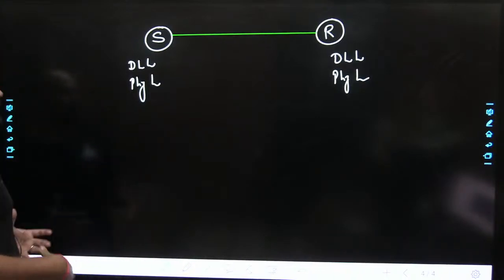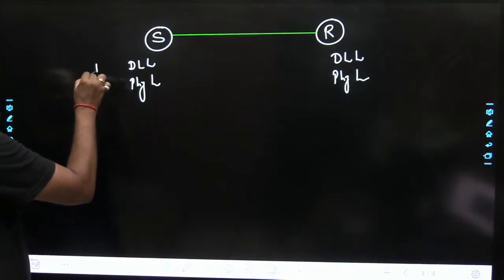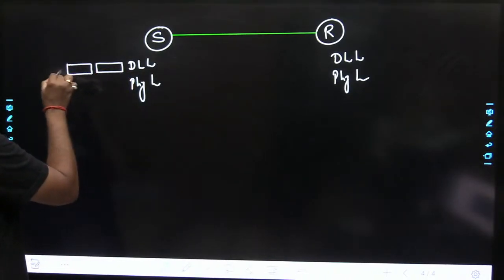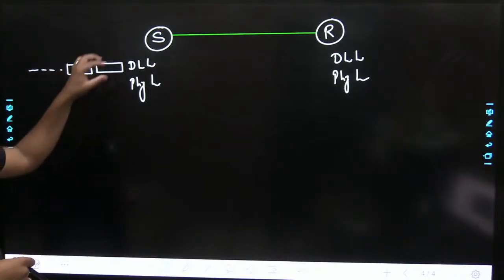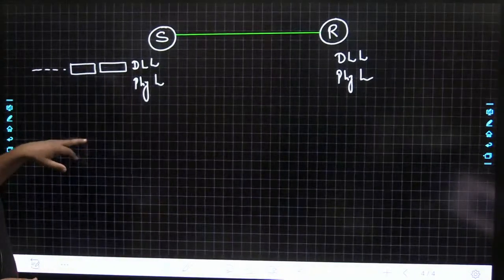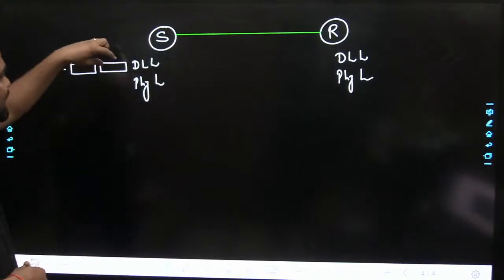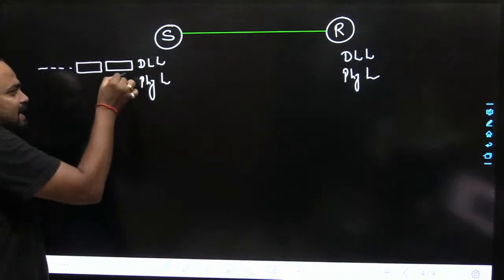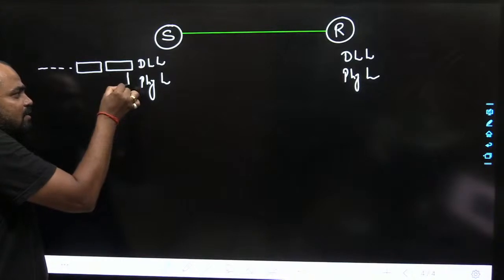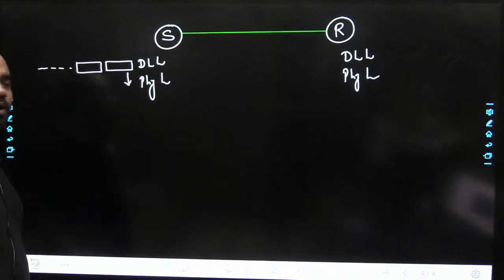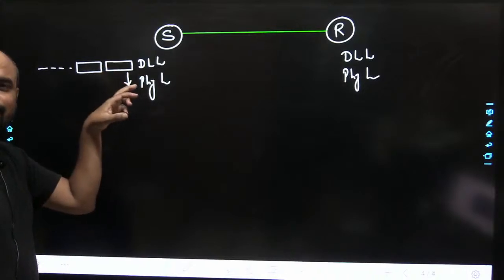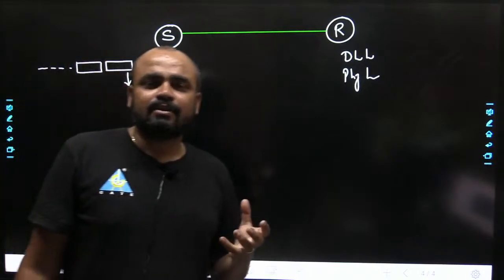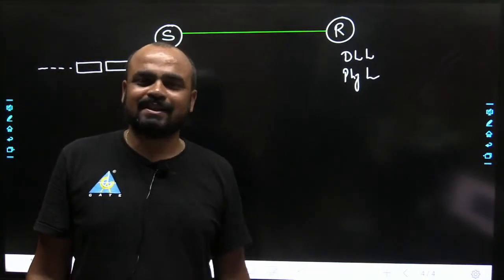See, the creation of frames is basically done at the data link layer, yes or no? The frames are basically created where? At the data link layer. So suppose at the data link layer we have created the frames. Just try to imagine a situation. At the data link layer we have just created these frames. So what will happen? From the data link layer these frames will come to the physical layer, yes or no? All these frames will come to the physical layer. So whenever you are creating a frame, what is the frame containing? The frame is nothing but a sequence of bits.